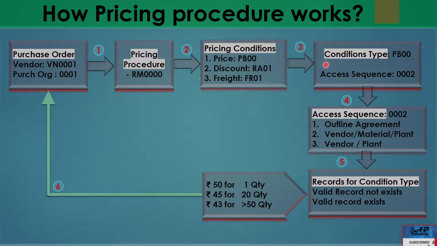Don't get confused with condition type, access sequence and condition record. They will be used only when we are retrieving some predefined conditions or predefined price for certain conditions or combinations; then only it will work. If it's not there, then from conditions we will directly provide the price manually and it will get updated in the purchase order. Okay, so this is how it works.